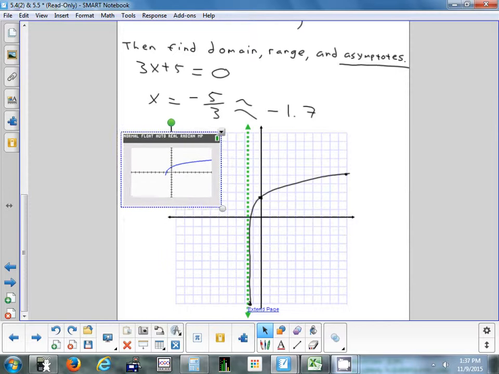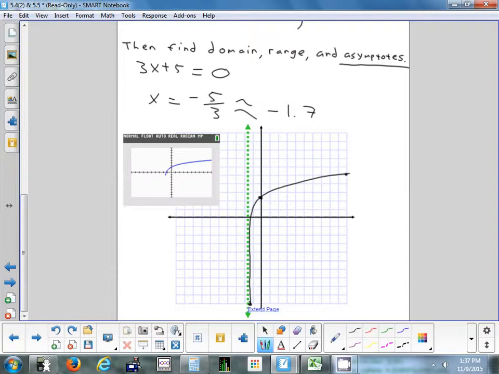Any questions on why, again, we're having this issue where it's not showing the graph? If you were to sketch it like that on a test, I'd mark that wrong. That's not how it looks. It should continue down, just like that.